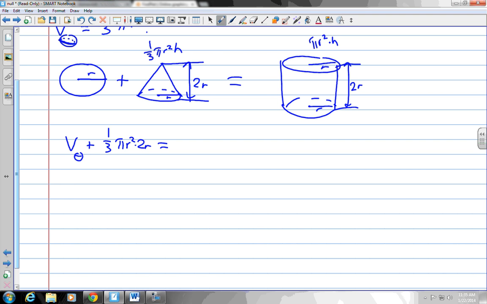I'm doing something wrong here. No? Because you end up with 2 pi r cubed over here, you subtract 1/2. Right. That's 2 on this side. Good. So then the volume there is pi r squared times 2r. So then, yeah, it's the volume of a sphere plus 2/3 pi r cubed equals pi r cubed times 2. So then you subtract: 2 minus 2/3 is 4/3. Good.